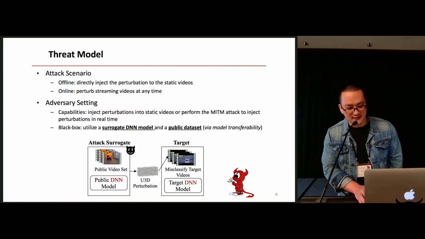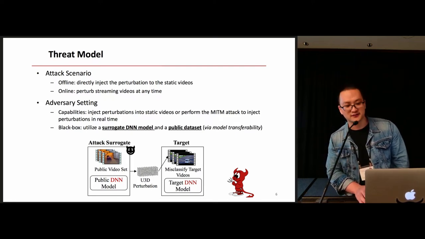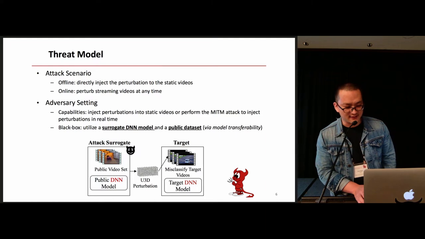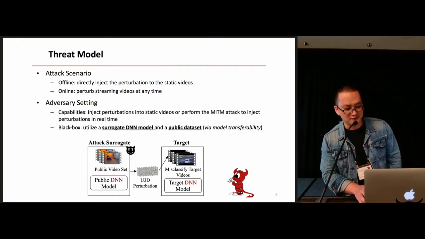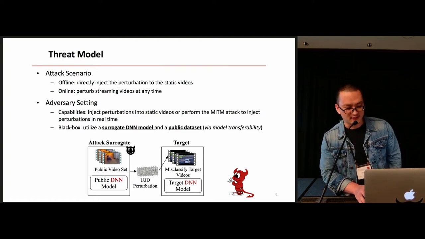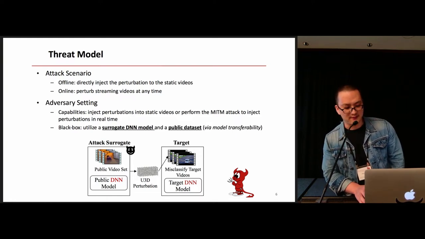Before I go into the attack design and optimizations, we first define our threat model. We consider two attack scenarios. The first is offline, similar to the conventional image attack, where we can add perturbations to a stack of videos to turn them into adversary examples and then attack the model. We also consider the online case, where we can directly perturb streaming videos at any time. Correspondingly, our adversary has two capabilities: we can directly craft adversary examples offline, and we can also perform a man-in-the-middle attack to inject perturbations in real time. Our attack works in the black box setting, and we take a surrogate model and a public data set to craft our adversary perturbations by model transferability.